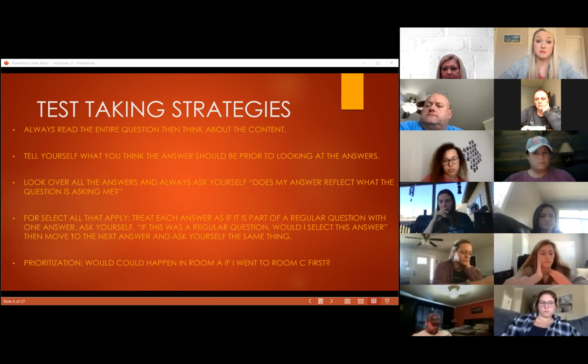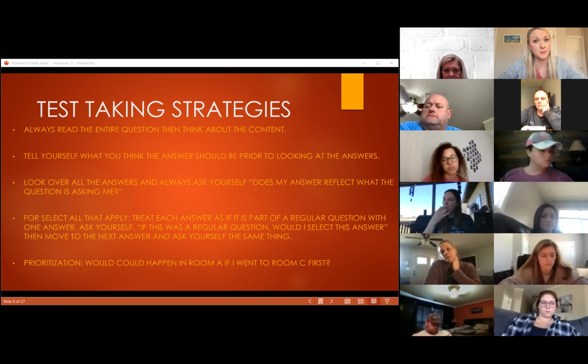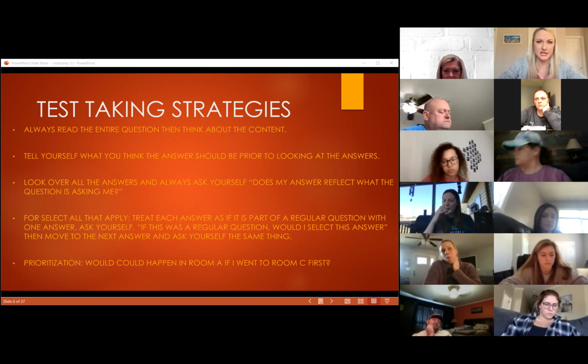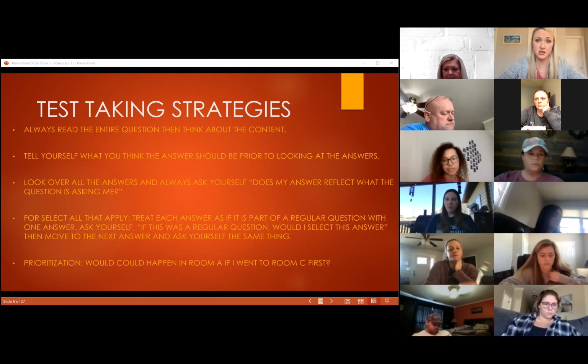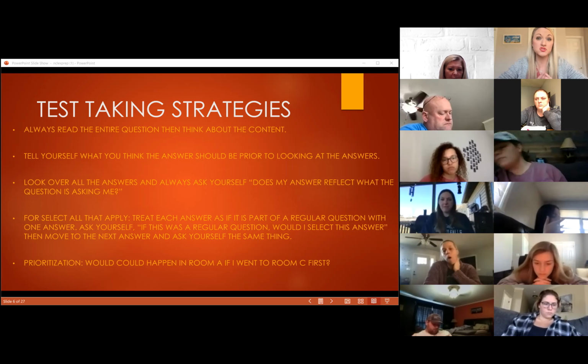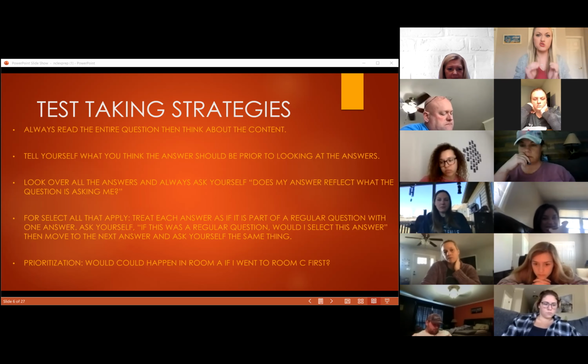So lastly, I said prioritization. What could happen in room A if I went to room C first? With prioritization of which patient is more important, which would I see first, you're always going to want to go to the one that is at the most risk for something bad happening in the next few minutes.